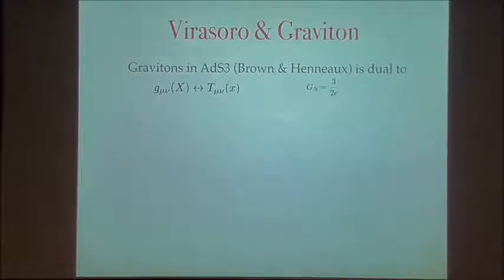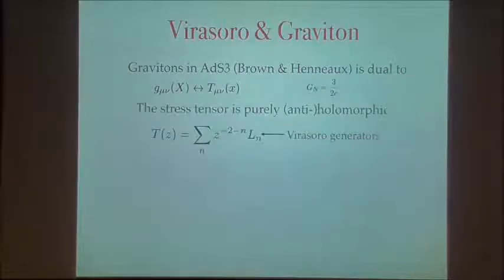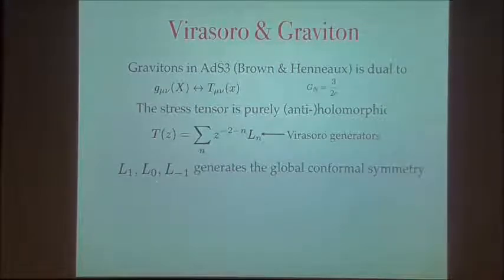But before we go there, we have to go through some basics of AdS3/CFT2. Basically, as we said in the first slide, a graviton in AdS3 is dual to the stress tensor in CFT2, and you can expand the stress tensor in terms of modes, and each mode operator is a Virasoro generator. And the first three Virasoro generators generate the global conformal symmetry. So these three will annihilate the vacuum.